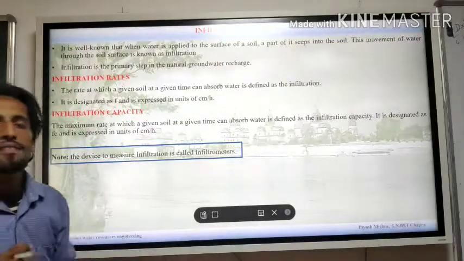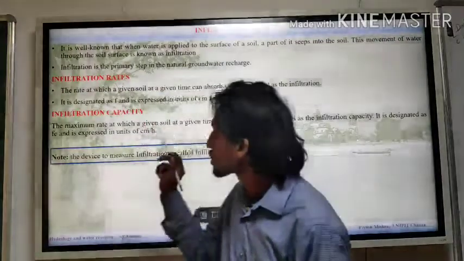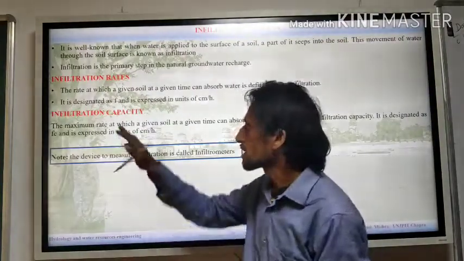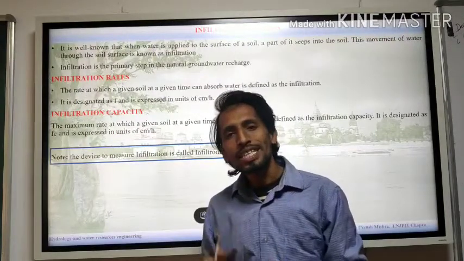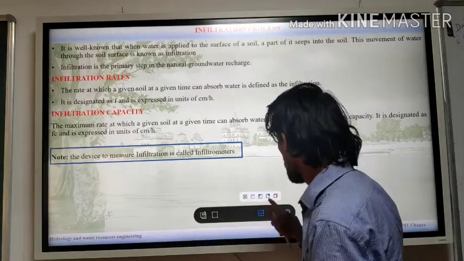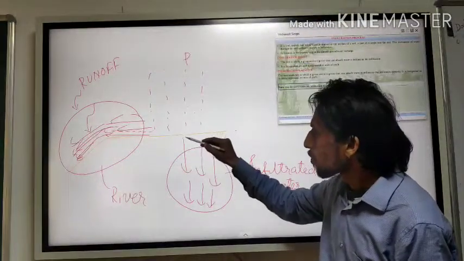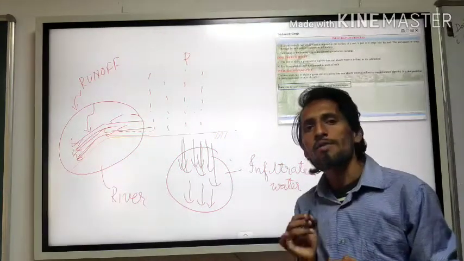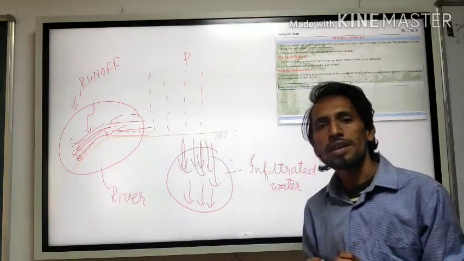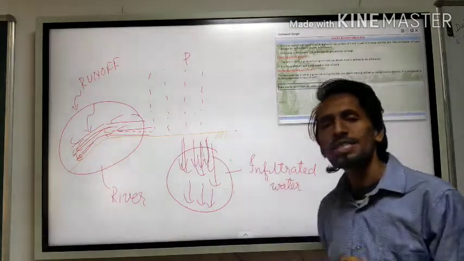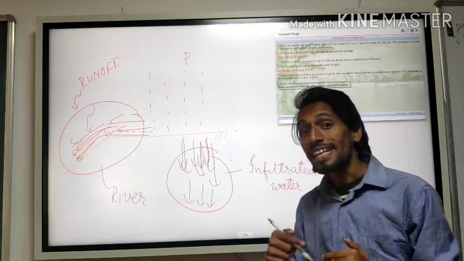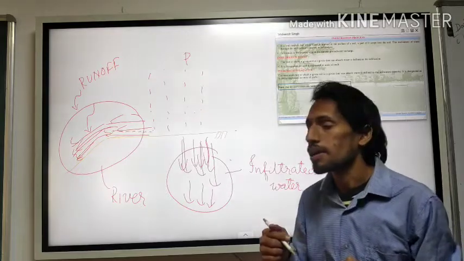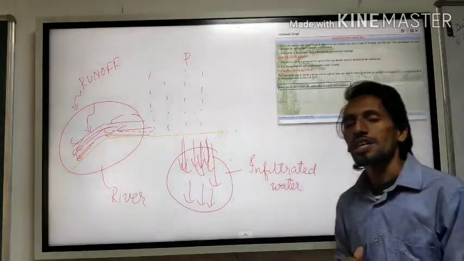After that we have two other terms. One is called infiltration rate and another one is called infiltration capacity. So what is infiltration rate? The water which is entering the earth will enter with some velocity. That rate of water entering the ground is nothing but your infiltration rate.